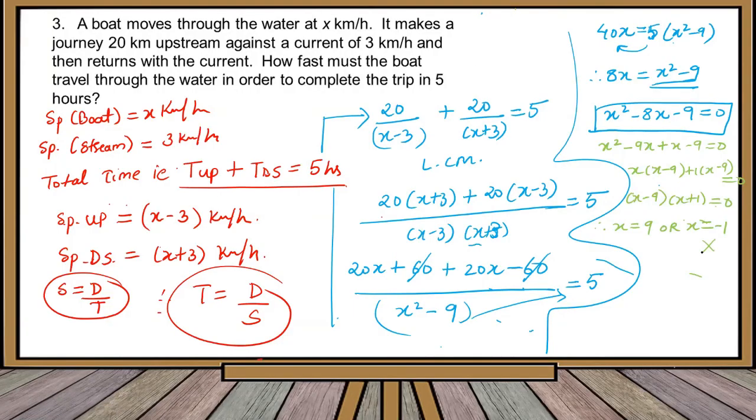Okay. After solving this equation, we get the values of x as either x is equal to plus 9 or x is equal to minus 1. Obviously, what is x? x is the speed of the boat. Can speed of the boat be negative? No, it cannot be negative. So we will discard x is equal to minus 1. Hence, what we are left with, speed of the boat is 9 kilometers per hour. That's your answer. Okay, understood? Great.